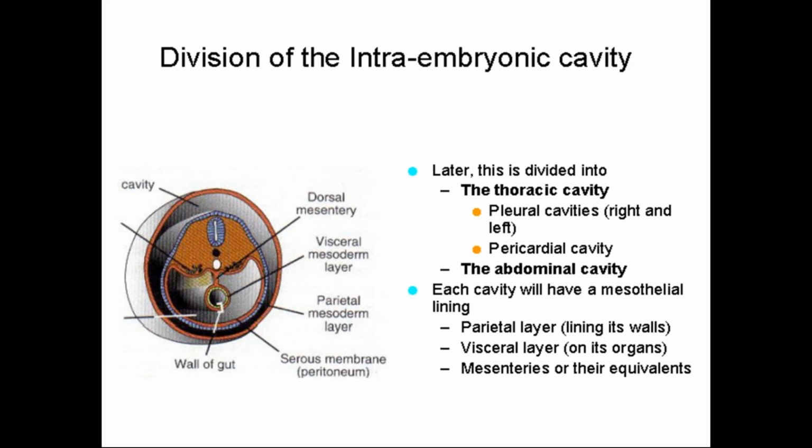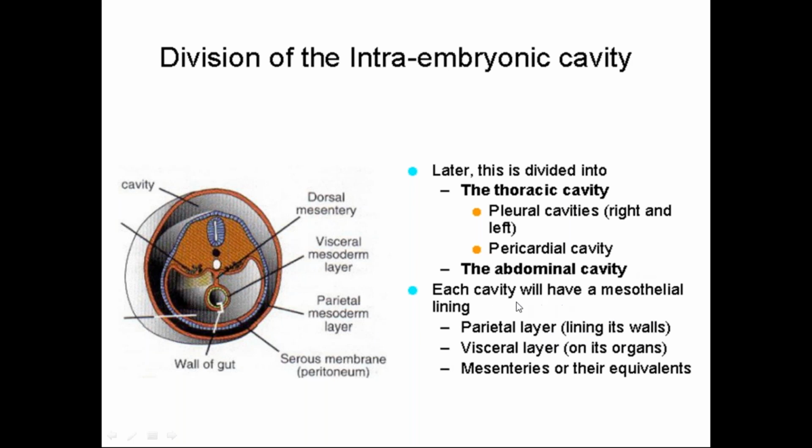So the intraembryonic cavity, we have already said. In the thoracic cavity, what is there? The pleural cavities, the right and the left pleural cavities. And in the abdominal cavity, what is it? We have all the intestines, and it's called the peritoneal cavity. So parietal layer lining its wall and visceral layer lining its organs.